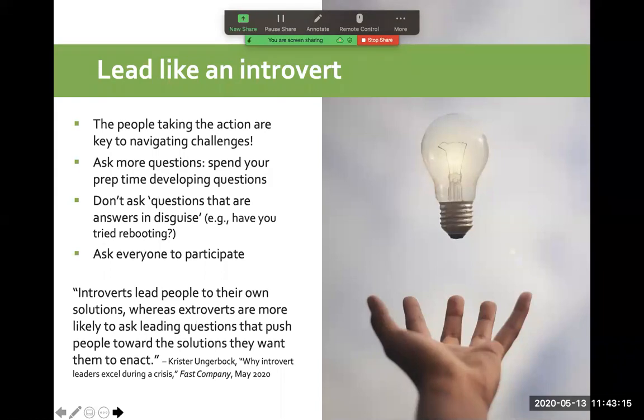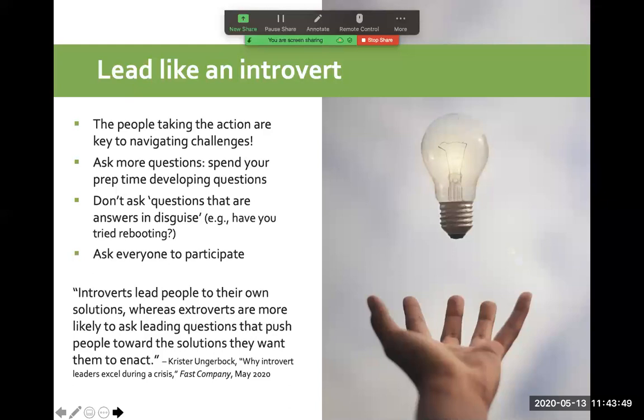But what the author of this article says is that navigating challenges and overcoming difficult periods really requires that the people who you ask to take action do something, right? That it's the actual implementation of those actions that is more important than the brilliance of the suggestion or the action. So you really want to figure out a way to focus on the people taking action rather than trying to just fine tune and refine your own thinking.